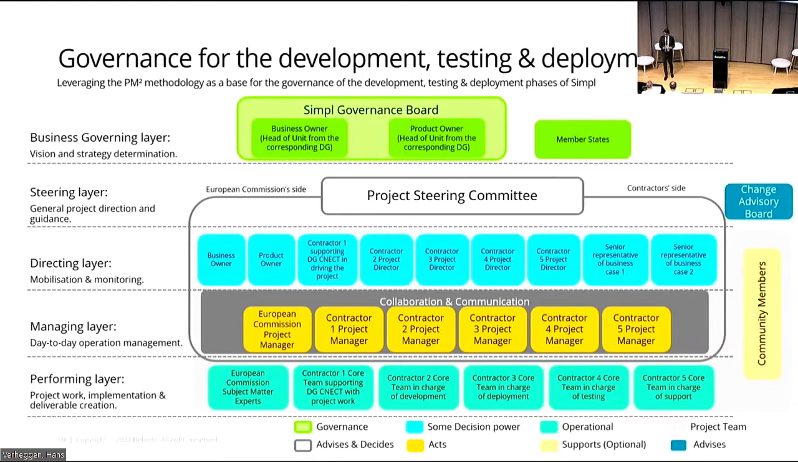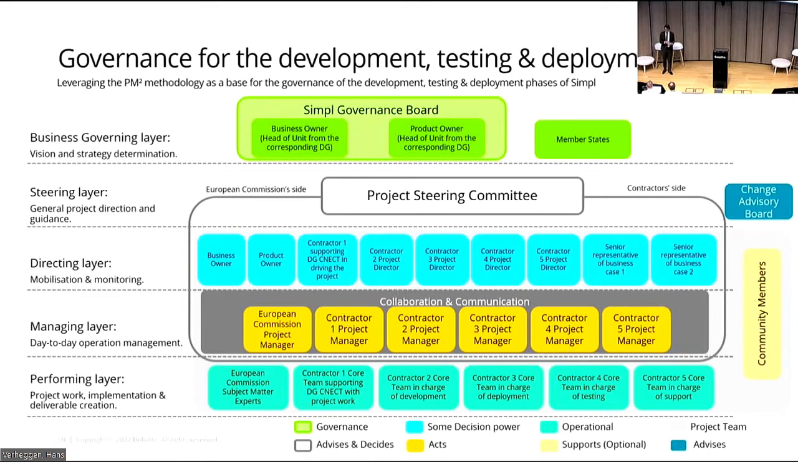Then we have one contractor which is supporting DG Connect with driving the project, and then we have multiple contractors and their project directors that will deliver this project. These project directors represent the interests of those developing and delivering the deliverables. On the right, in the same layer, we have senior representatives of business use cases. So in the MVP, it's important that we have some use cases that we can already test the features we have. So they are there to give us feedback in the directing layer.